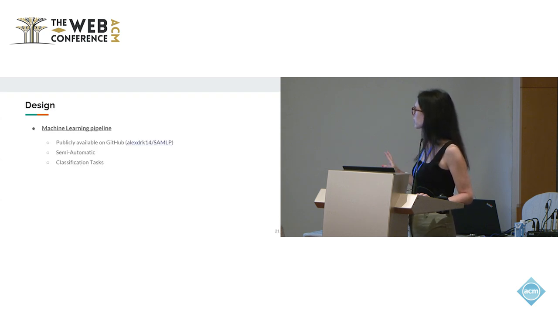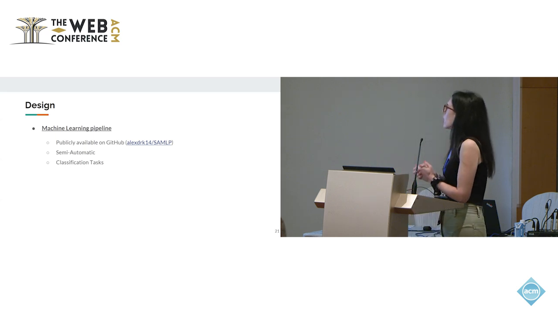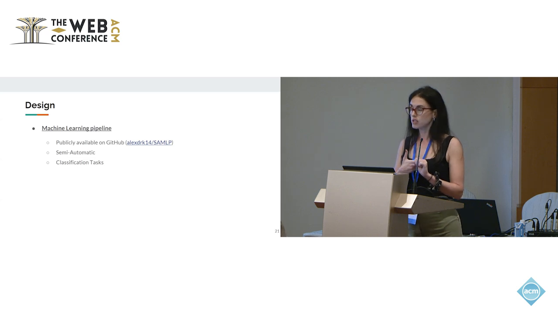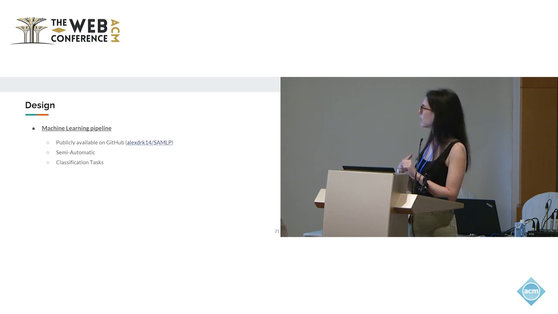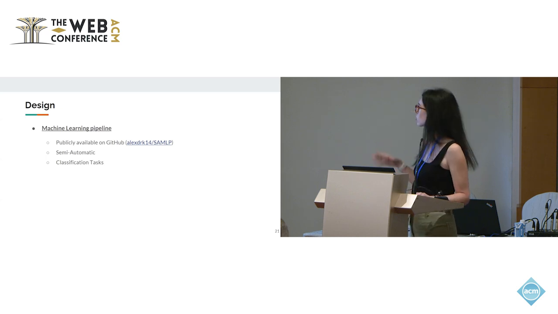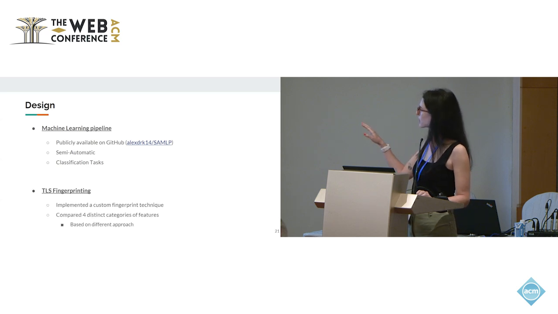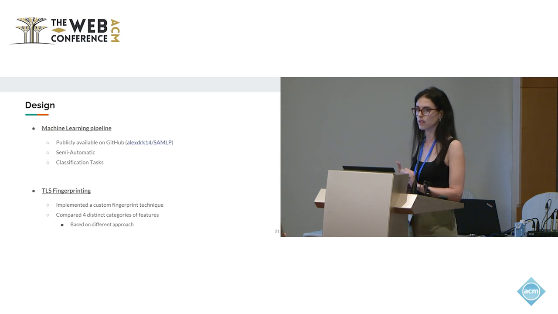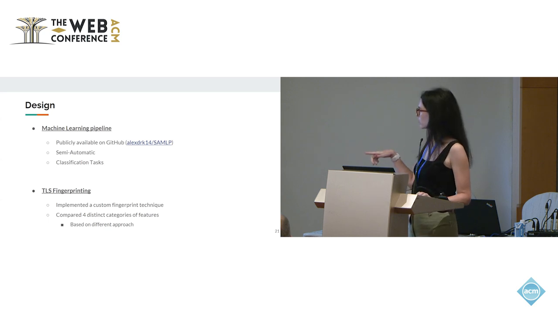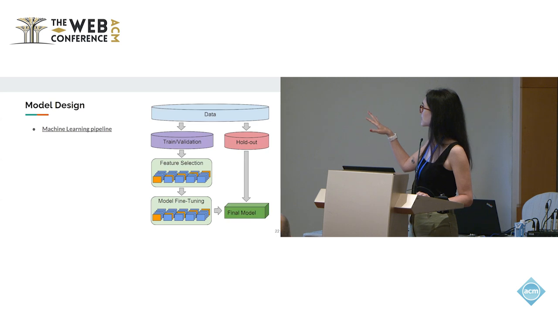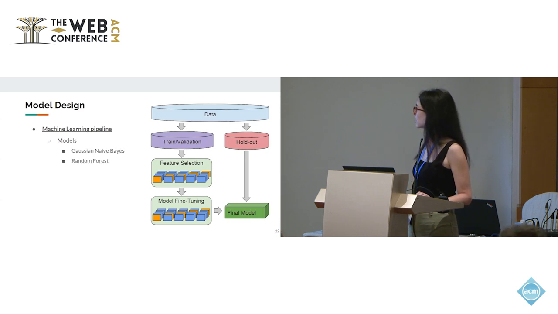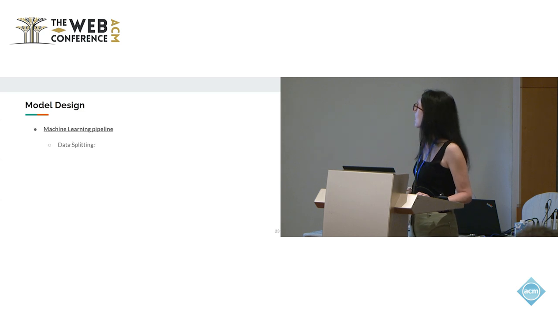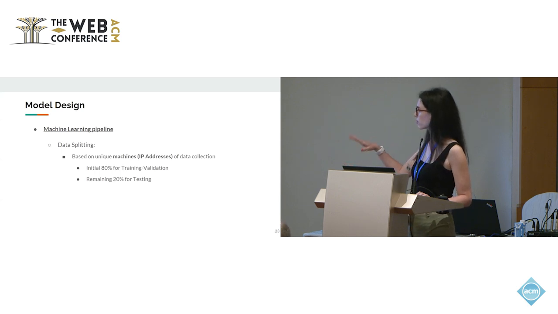Okay, so let's talk a bit about our approach. We followed two different approaches. We used a machine learning pipeline. The pipeline was implemented by one author of this paper, and you can find it online on GitHub. Besides the machine learning pipeline, we also constructed four different fingerprints for each machine. I will give you details later on. The machine learning pipeline uses three different models: naive Bayes, random forest, and XGBoost. The splitting happened as usual, 80% for training and validation and 20% for testing.